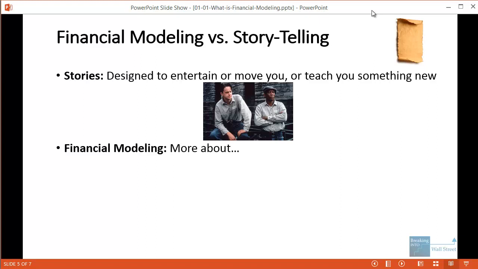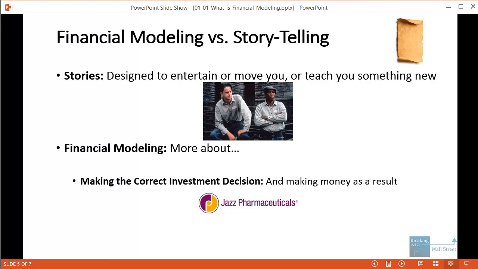With financial modeling, though, there are really two purposes that I would point to. Number one is you want to be able to make the correct investment decision and then make money as a result of that. So going back to that example we just gave with Jazz Pharmaceuticals, that is an example of this type of purpose. We're trying to make an investment decision. Do we buy this company's stock or do we not buy it? Or do we sell this company's stock or do we not sell it? So that's one of the main purposes of financial modeling.